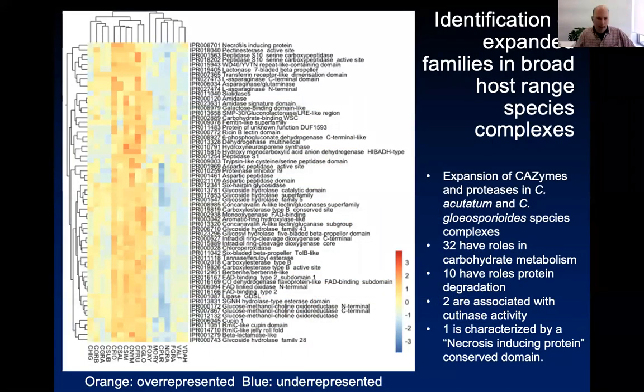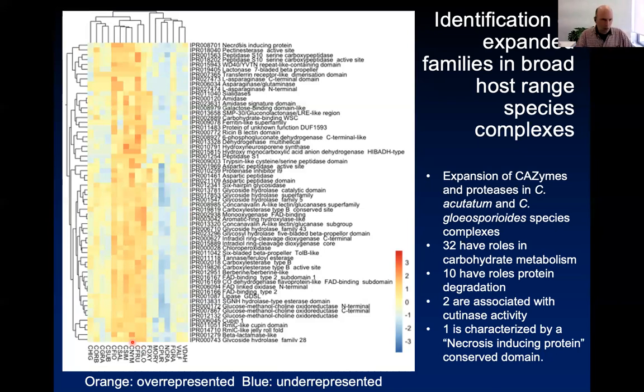So another exploratory analysis that we did is to classify the proteins into families based on InterPro. In this heat map that we see, each row represents a different functional category, and each column is a different species. Each box in this heat map, the orange and red colors, represents overrepresentation of a certain family in a certain species.